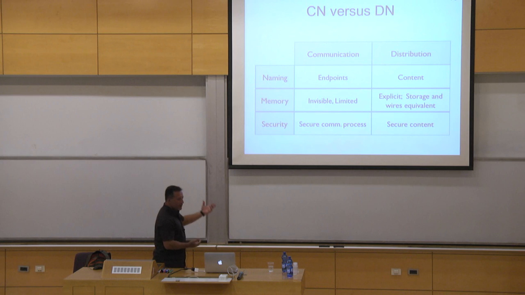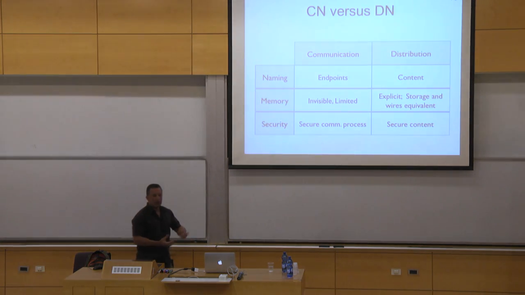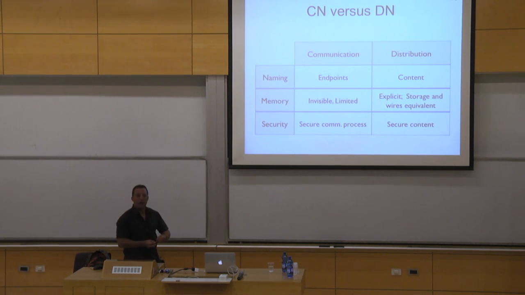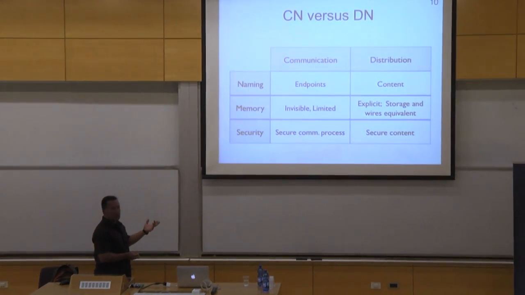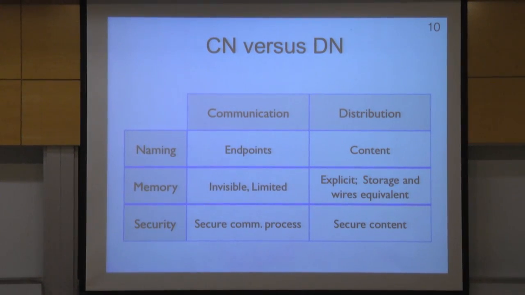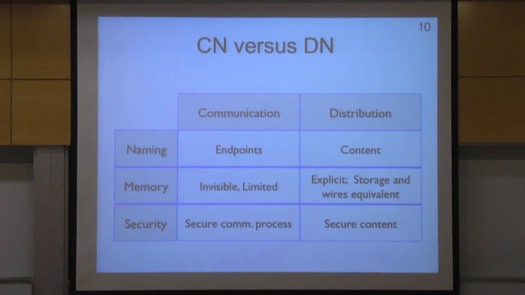In a communication network, like today's internet and the internet of 30 some years ago, you name endpoints of communication, right? Because communication is the number one paradigm. So in communication, you name the endpoints, like hosts and interfaces. There's no memory in the network. The IP routers, the wires, we cannot treat them as having any kind of memory. There's no storage in the network. Actually there is, de facto, because when you send something, it's being stored in the network, even for the few, maybe 100 milliseconds that it's in transit, but it is not visible. Nothing explicit about it. You cannot address that storage.